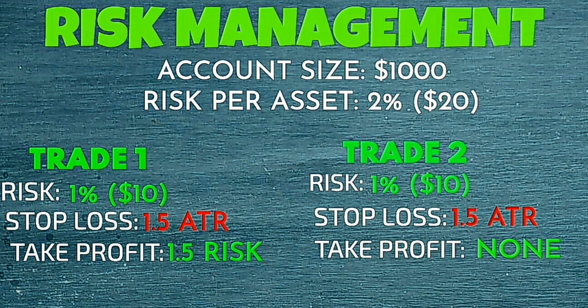Because the number one rule when it comes to trading is to let your winners run and to cut your losses as soon as possible. And this is something we want to do. We want to set our stop loss at 1.5 value of the ATR and a take profit level at 1.5 times the risk. Okay, the trailing stop loss, for example.